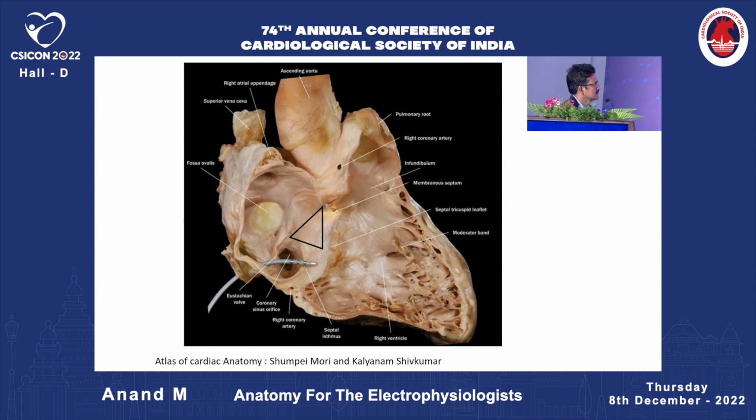So this is the Cox triangle. This is formed by the roof of the CS os, the septal leaflet of the tricuspid valve, and the tendon of Todaro. The apex of the Cox triangle is the bundle of His.